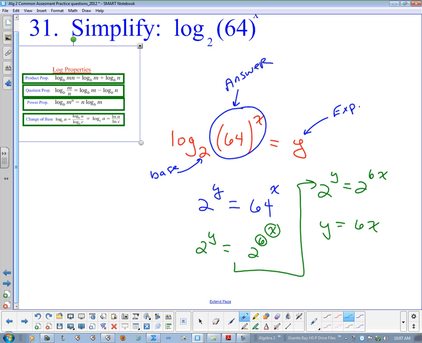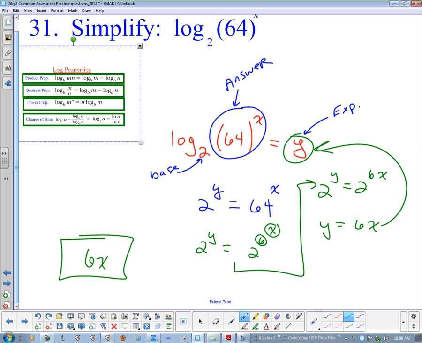But we set this entire thing equal to y, so guess what it simplifies to? The entire thing, what's your final simplified form? Just 6x. You set this entire thing equal to y, and now that's what it equals, 6x. So your simplified form is 6x.